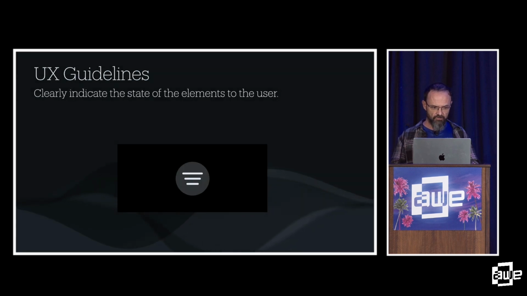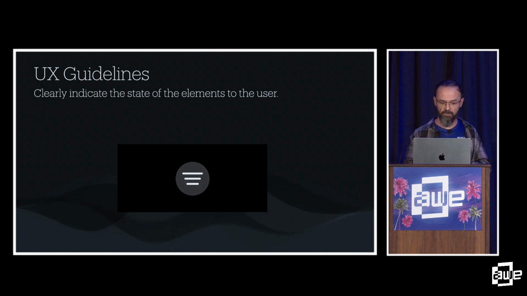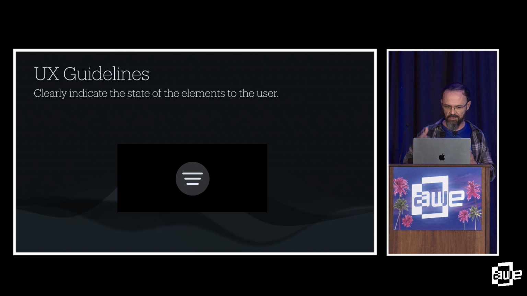We should clearly indicate the state of the elements to the user. This includes interactive, inactive, or selected states. We can accompany them, for example, with a hover effect when the user is focusing on them. So the element has this sort of interaction, this glance effect, when the user is hovering over it.